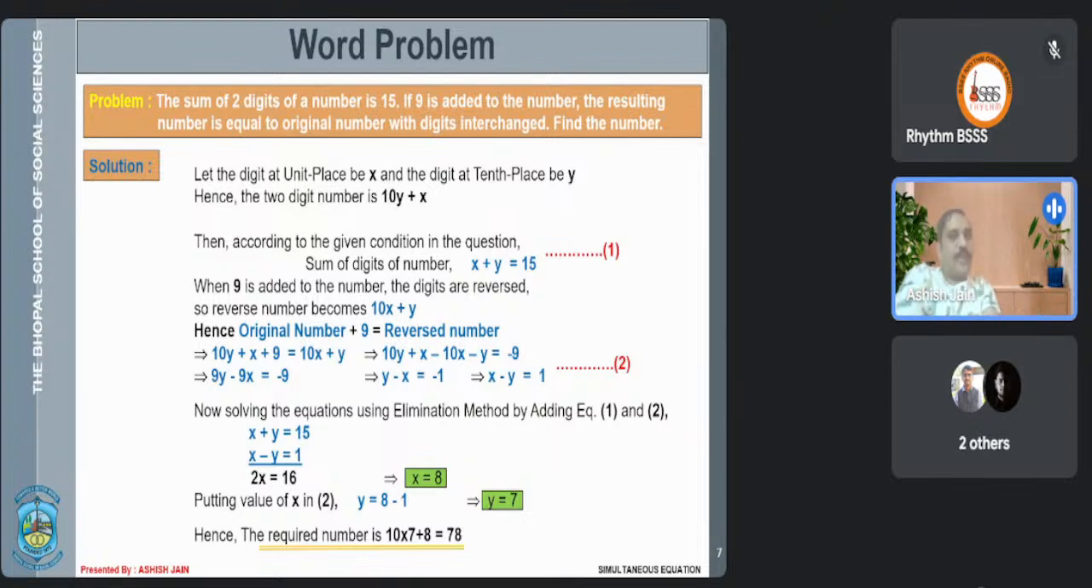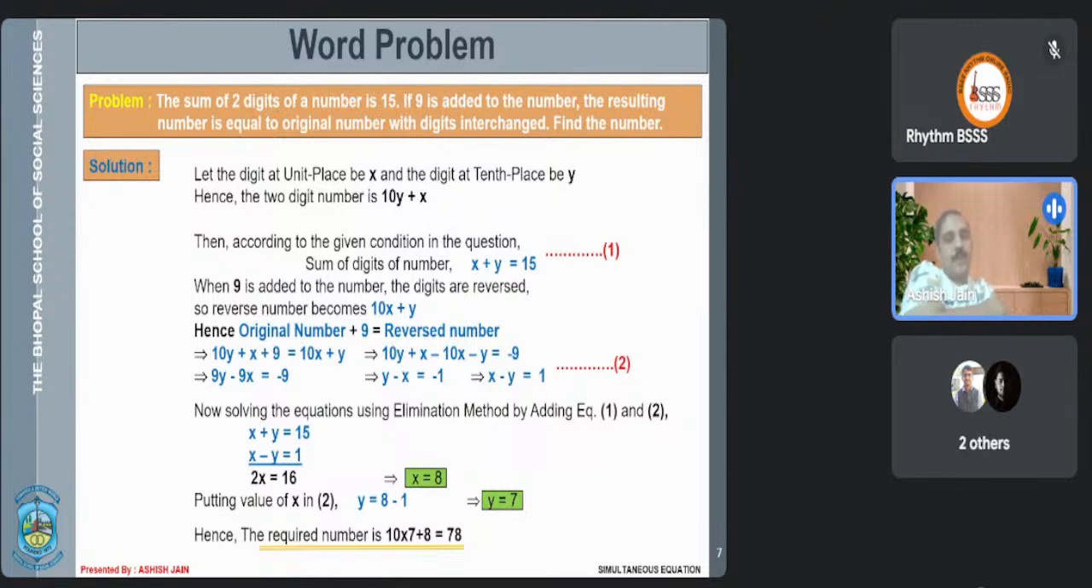अब जो condition given है उससे हम equation बनाएंगे. The first condition was the sum of the two digits of a number is 15. That means x plus y is 15. Second equation कैसे बनेगी? If 9 is added to the number, my original number was 10y plus x. If I add 9, my digits interchange. That means मेरा number बनेगा 10 of x plus y. Solve it, you will get one equation which is x minus y equal to 1.